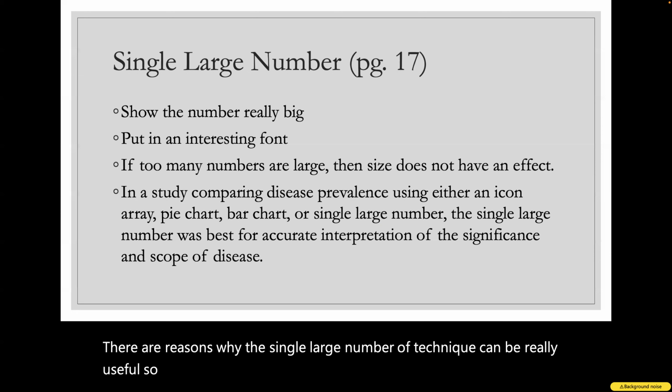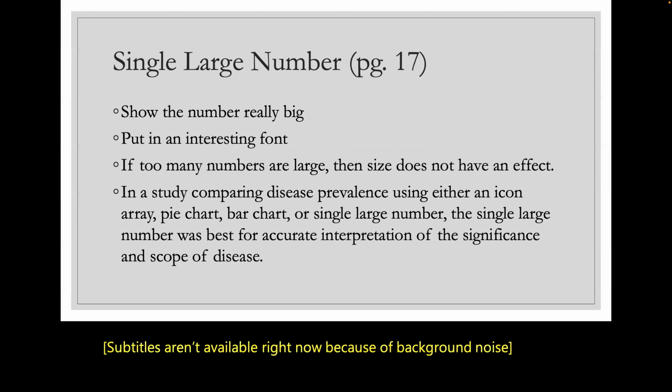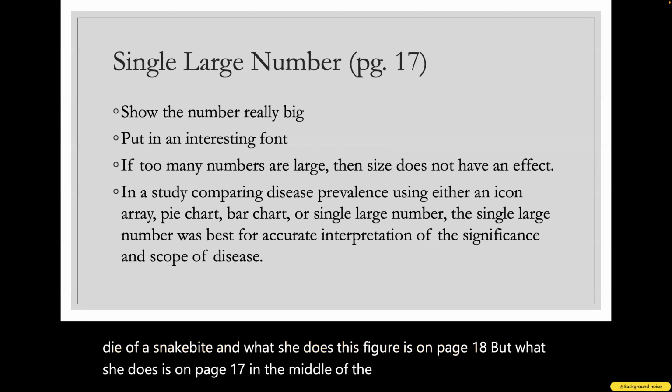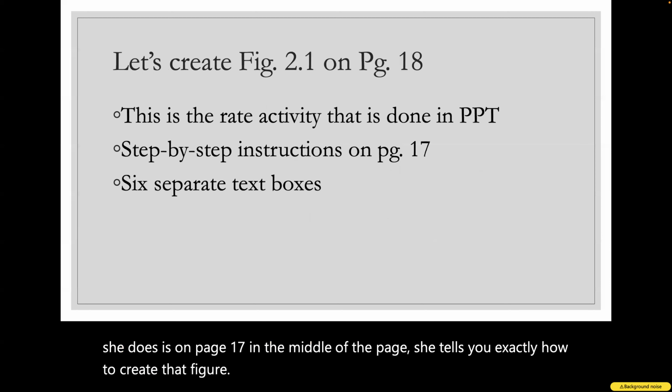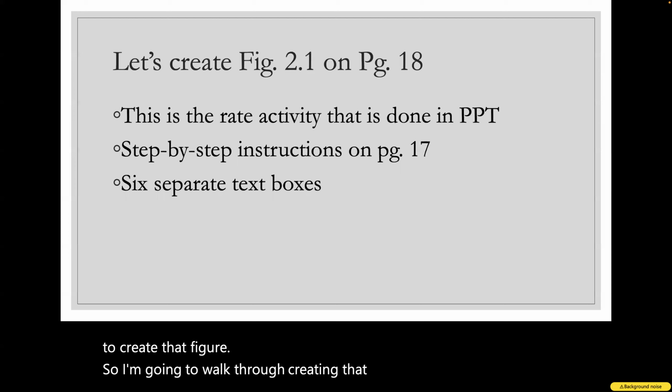So the first thing that we're going to do today that you'll need to hand in is that you're going to make a figure that looks a lot like the figure on page 18. On page 18, figure 2.1, you can see that it says 1 out of 50 million will die of a snake bite. This figure is on page 18, but on page 17 in the middle of the page, she tells you exactly how to create that figure. So I'm going to walk through creating that figure with you.